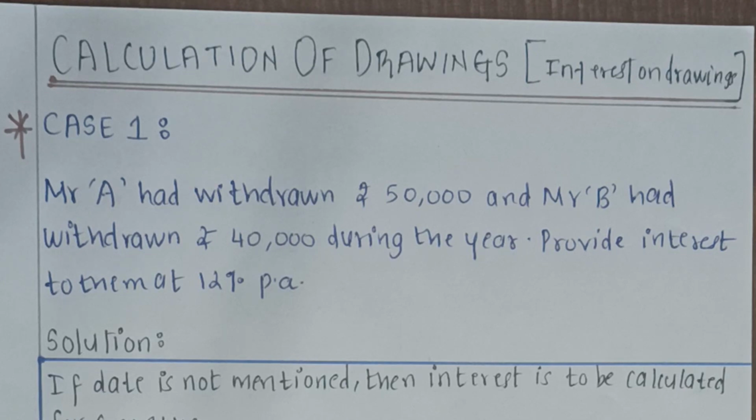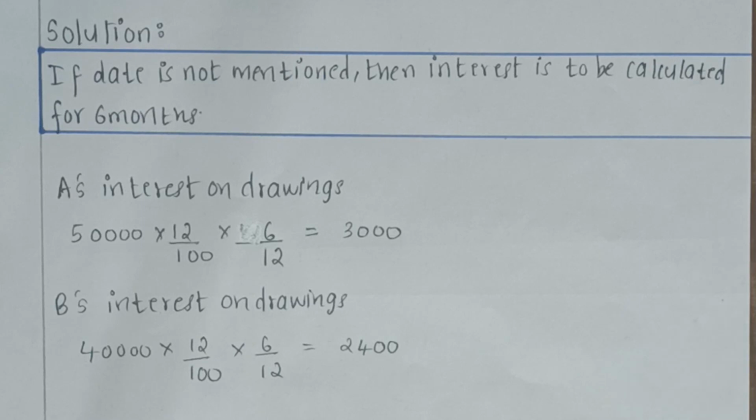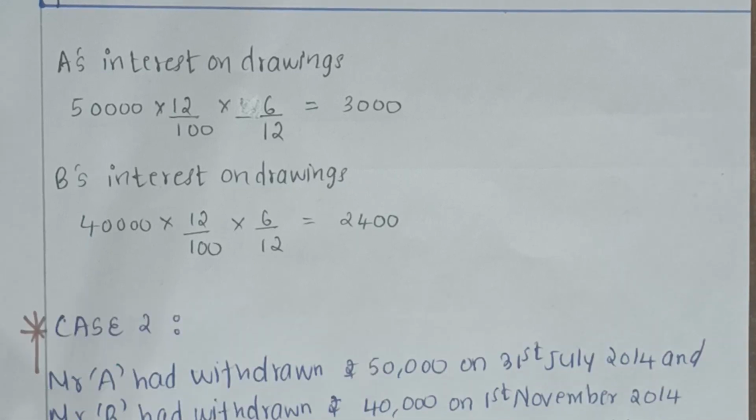We can see that the interest on drawing is 12% per annum, and the amount that both partners withdrew is also given, but the date on which they withdrew is not mentioned. Therefore, we'll calculate it for 6 months. So how will we write it? A's interest on drawing is 50,000 into 12 by 100, that is the percentage, into 6 by 12, which will be rupees 3,000. Similarly for B it will be 40,000 into 12 by 100 into 6 by 12, which comes to rupees 2,400.